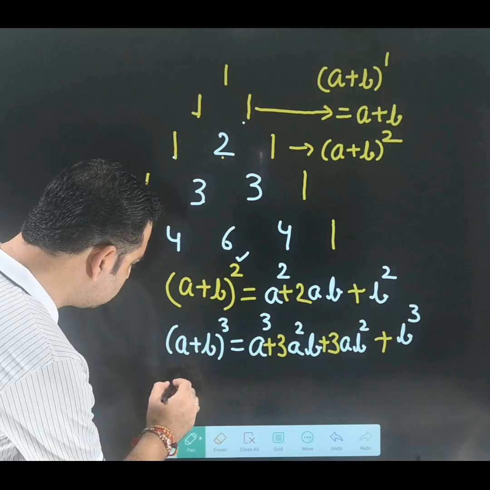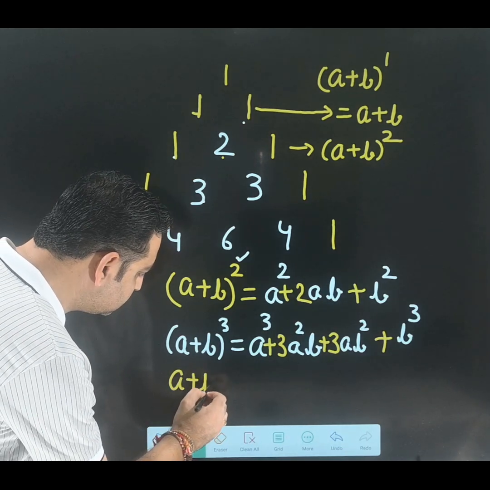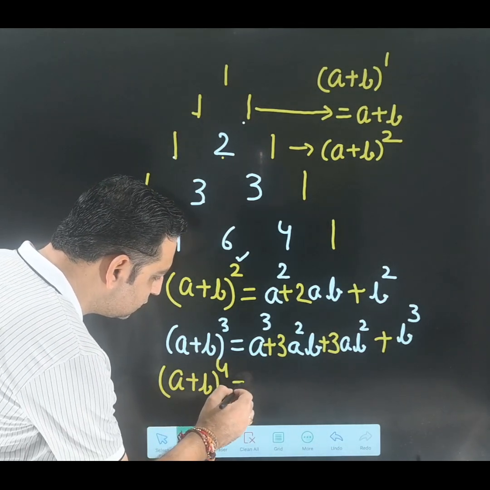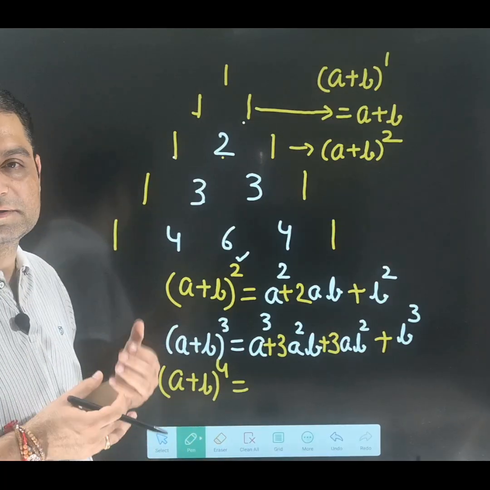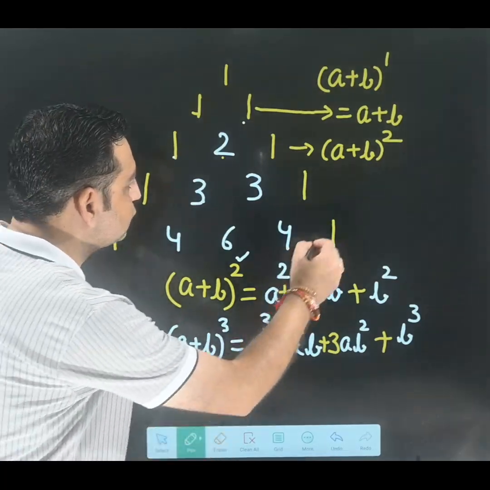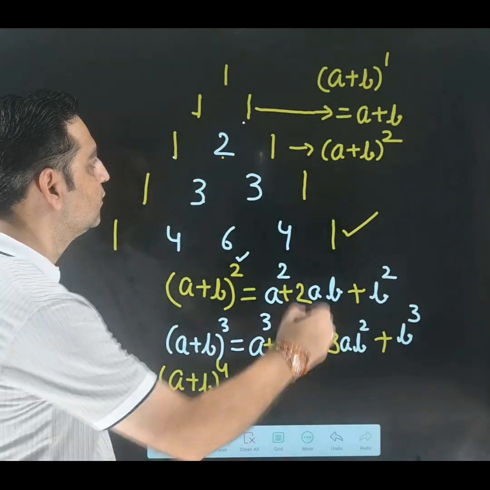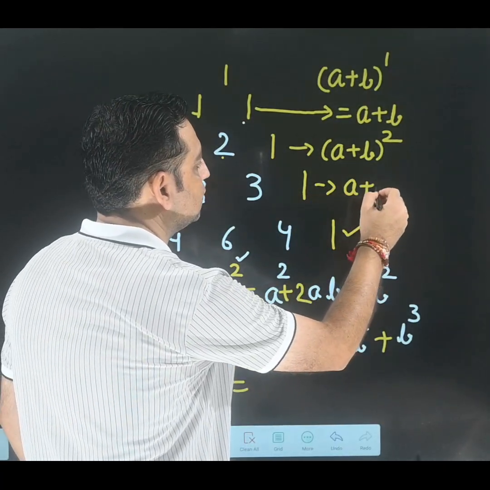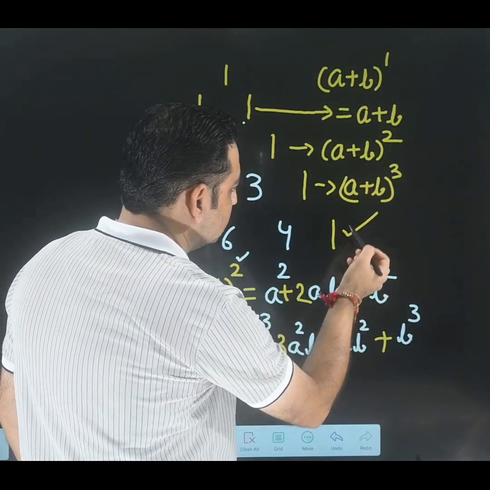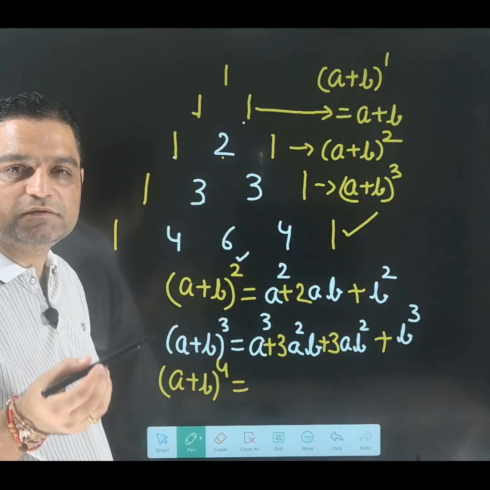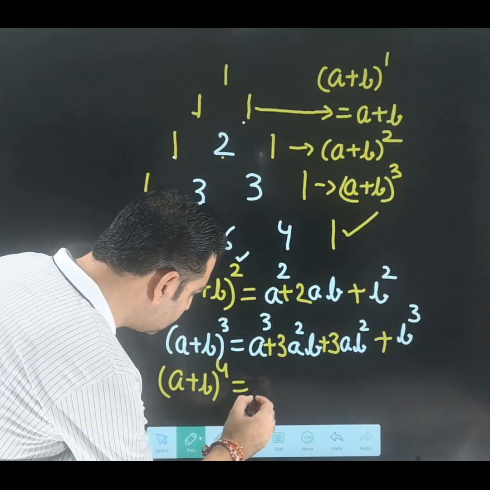I'm moving to a plus b power 4, which nobody remembers, and we don't tell any student to learn it. It can be worked out using this line. This line represents a plus b cube. This next line represents a plus b power 4. How does it represent? Check it.